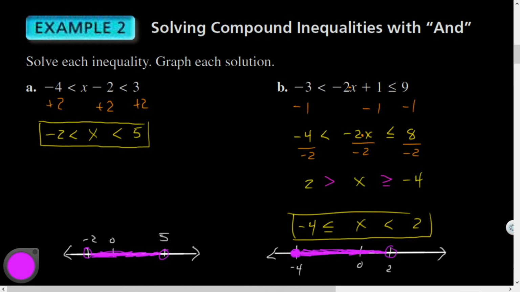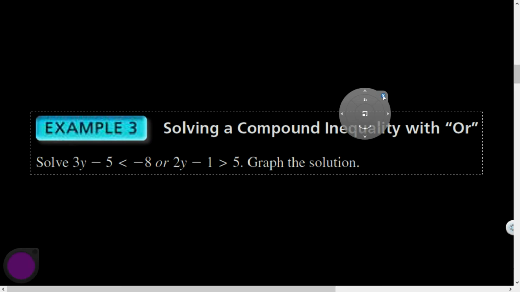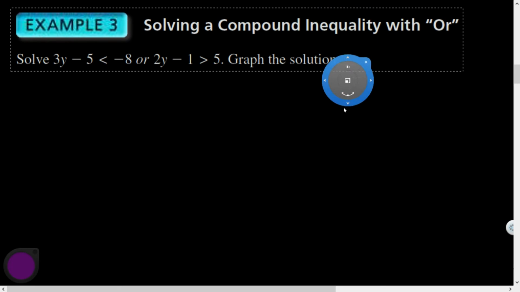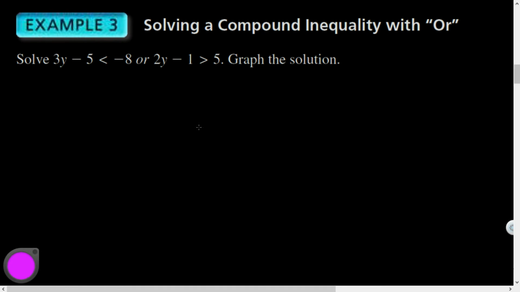Here, how about this one? Let's do an OR inequality, an OR compound. All right, this one's going to be a little bit more interesting. Yes. So here I've got my OR operator. I've got two separate inequalities, and I'm just going to solve them both individually and keep my OR logic in play here.